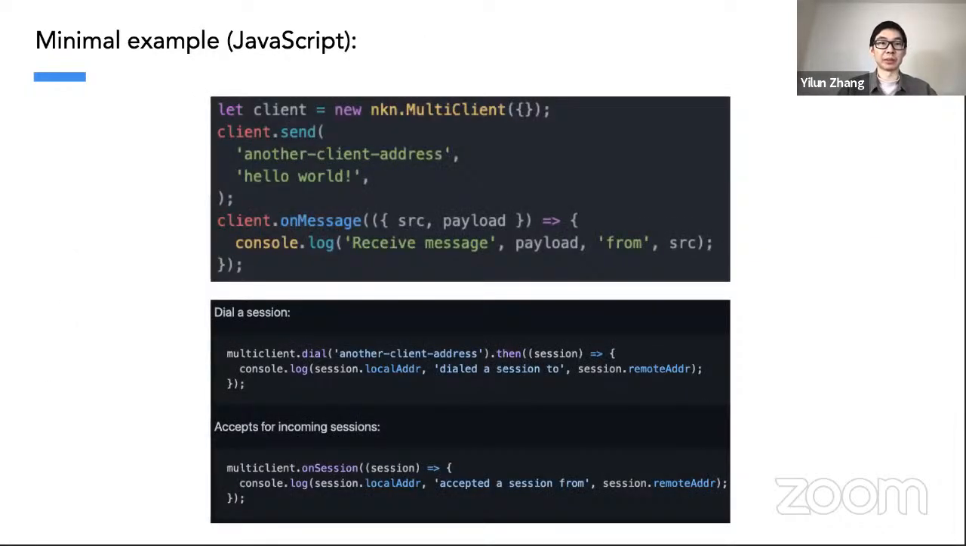So it's easier to just look at an example. Here is a minimal example in JavaScript. Basically, if you want to send a message, you just need to create an NKN client, and then you can send the message to another NKN address. Or if you want to receive a message, you create a client and you can receive messages immediately. We also have session mode. You can dial a session to another NKN client or accept a session. It basically provides the same API and features as a TCP connection.